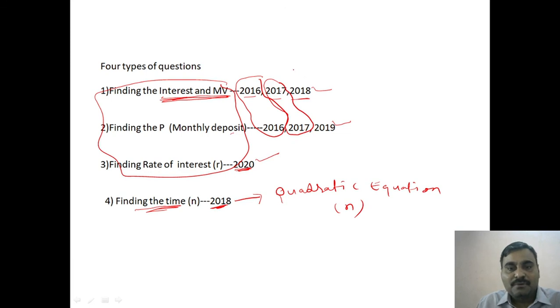I think you got a clear idea of how to prepare this banking chapter of four types of questions. You should be very good in simplification and calculation. Then only can you do these types of questions. I hope you got the clear idea. Now you can prepare this chapter and get good marks in it.